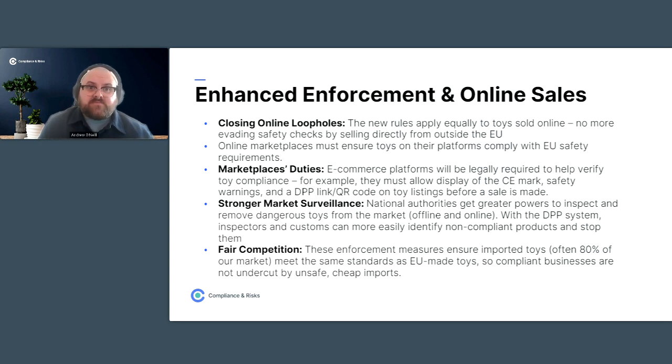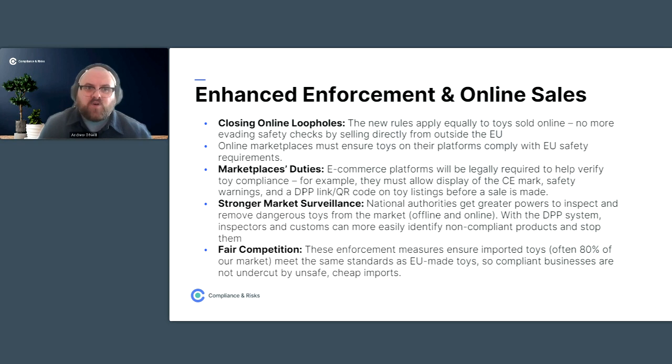Online toy sellers and platforms must comply with the same safety requirements as any traditional store. Websites like Amazon, eBay, and AliExpress will have to verify that toy listings show the required safety markings and information. For instance, before a consumer purchases a toy online, the platform must ensure the product page displays the CE mark, any applicable safety warnings like age restrictions or hazard warnings, and a link to the QR code to the digital product passport.